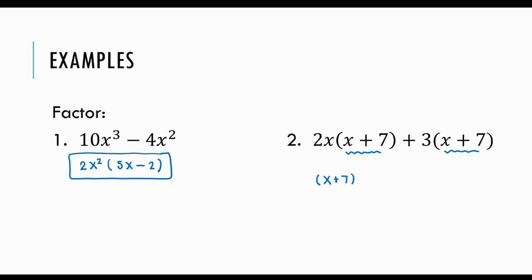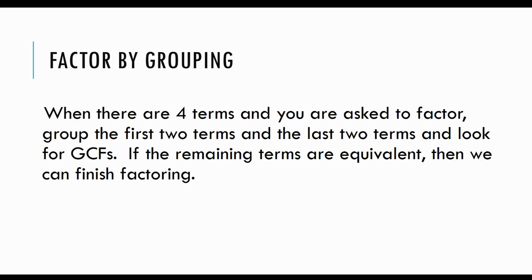So if I was to then take out that x plus 7, that means in parentheses I want to put what's left over. Well, what would be left over is what was out in front of those common parentheses. So that would be a 2x plus 3. Notice that within both of those parentheses, there is nothing that they have in common, so we know that we have factored out everything as far as a GCF goes completely.